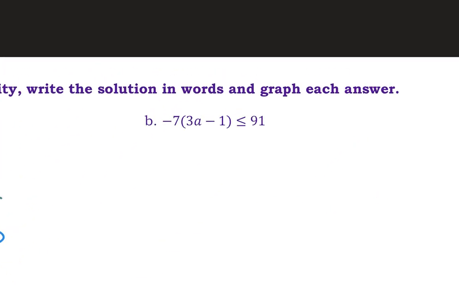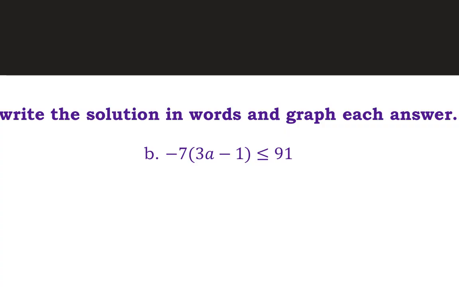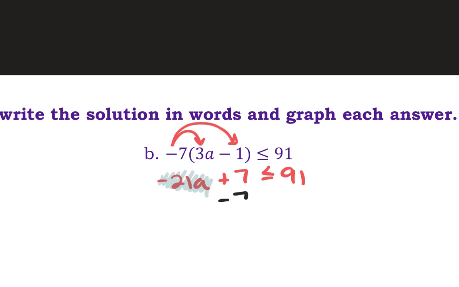Okay, let's look at the next one. So let's take -7. -7 times 3 is -21a. -7 times -1 is +7, good. And then highlighting the variables, here we have -21a. What should I move over? The 7. Should I add it or subtract it? Subtract it. So let's subtract 7 on both sides. What's 91 minus 7? 84.